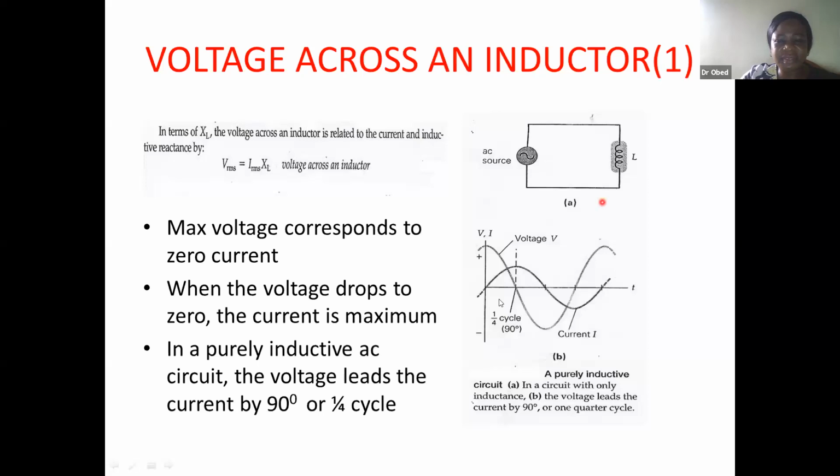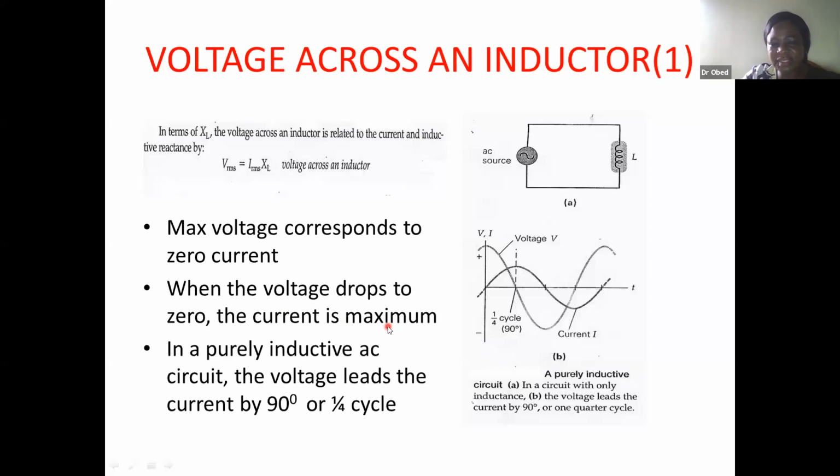The graphs of the voltage across the inductor and the current in the circuit are shown in this diagram. You can see that the maximum voltage corresponds to zero current. When an inductor is connected to an AC voltage, the maximum voltage corresponds to zero current. Then when the voltage drops to zero, the current is maximum.